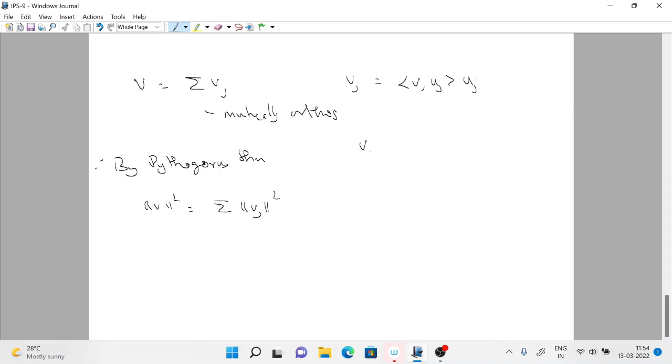Therefore, what is the norm of vj squared? This is nothing other than this one. Remember, this is nothing other than your xj, right? Therefore, mod xj squared, and remember the uj's are unit norm. Therefore, that is equal to mod xj squared.